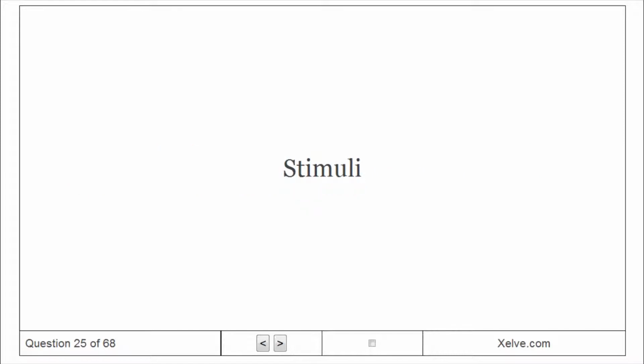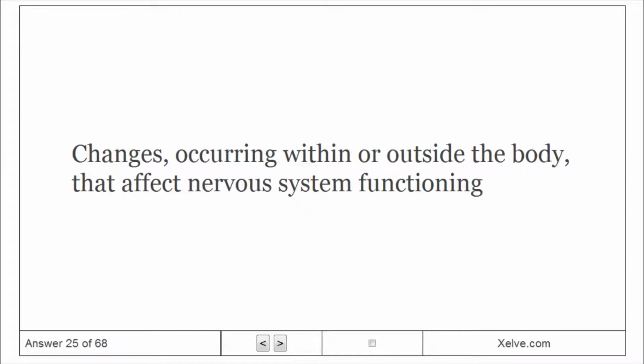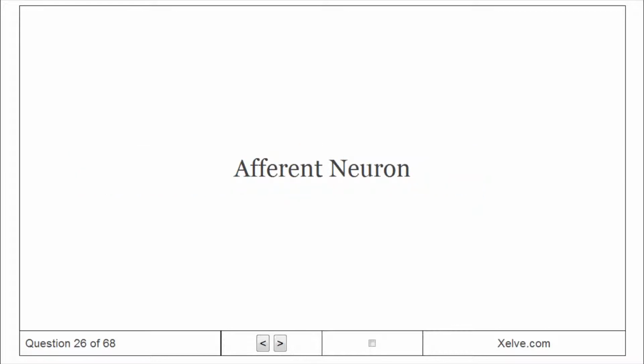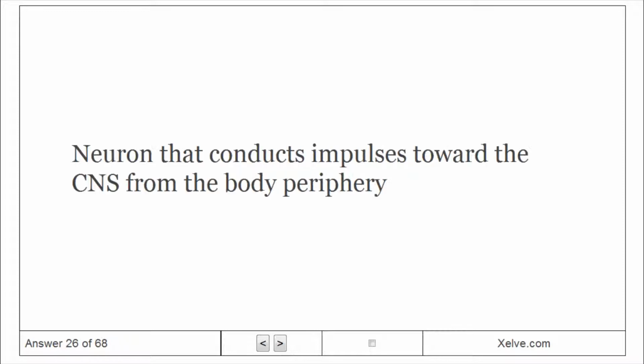Stimuli. Changes occurring within or outside the body that affect nervous system functioning. Afferent neuron. Neuron that conducts impulses toward the CNS from the body periphery.